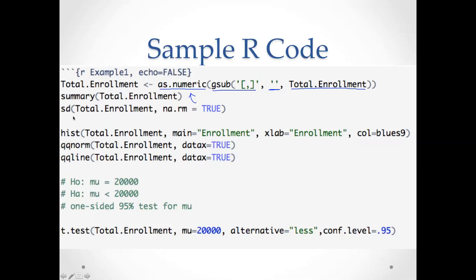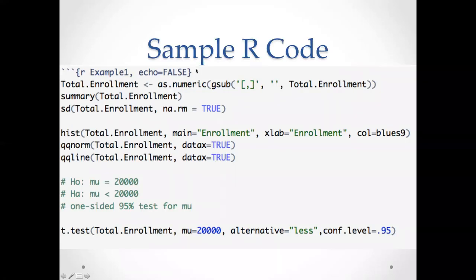Then we'll take a look at the summary information, standard deviation, assess our normality related to enrollment as a variable with the histogram and QQ plot, and look at our results of a t-test with the true population mean set at 20,000 and alternative hypothesis formulated as less than, and a confidence level of 95%.